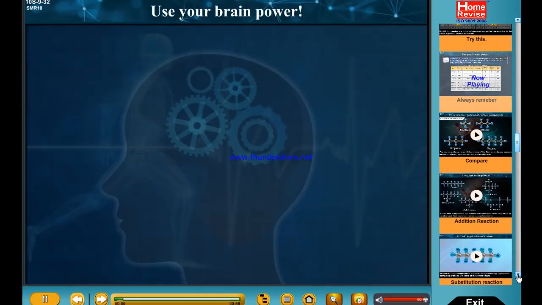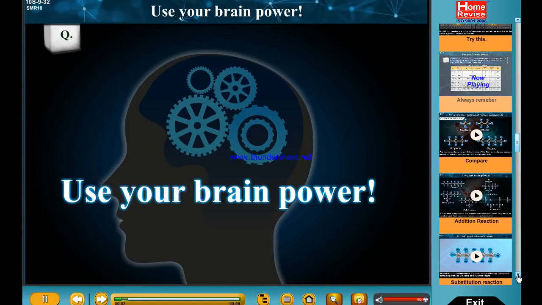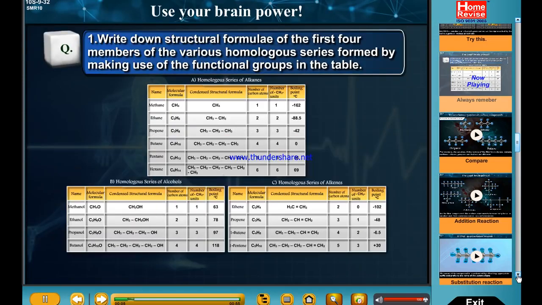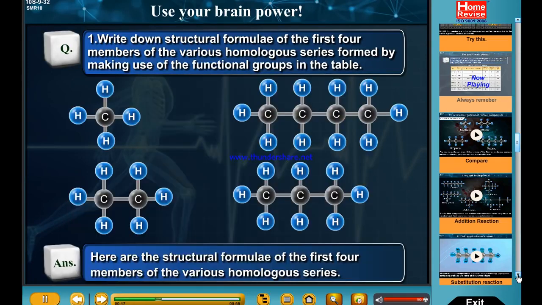Use your brain power. 1. Write down structural formulae of the first 4 members of the various homologous series formed by making use of the functional groups in the table. Answer. Here are the structural formulae of the first 4 members of the various homologous series.